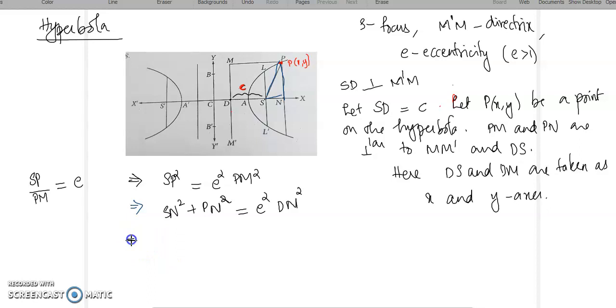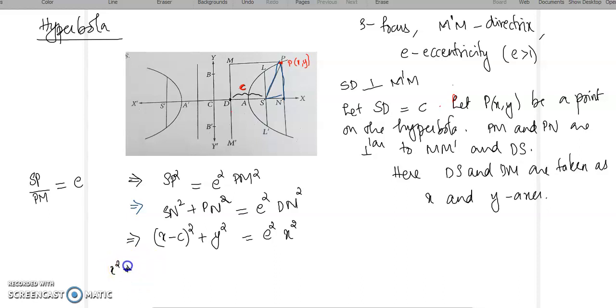So therefore SN will be equal to X minus C. So you will get X minus C whole square. Now we want the value of PN. PN is the value of the Y coordinate. So that will be Y square. So that is equal to E square into, now we need DN. So DN will be equal to X square. D is the origin. So D to N, the value is equal to X. So X square will come. So that will give X square.